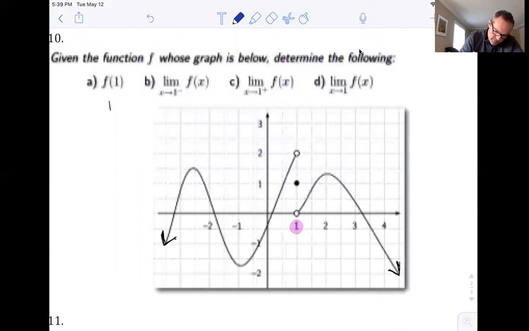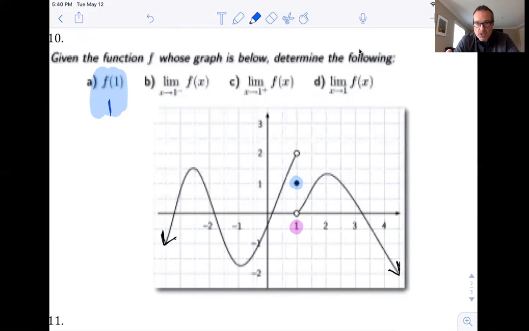Well, you actually get 1, right? F of 1 is, I don't know, can I highlight this? F of 1 is this singleton point right there. A colored in circle indicates the graph is there, or the function exists. So f of 1 is 1. So the ordered pair (1, 1) is part of my graph.